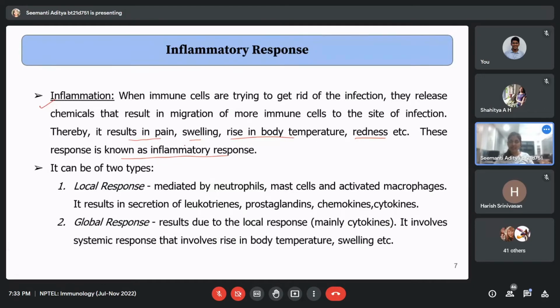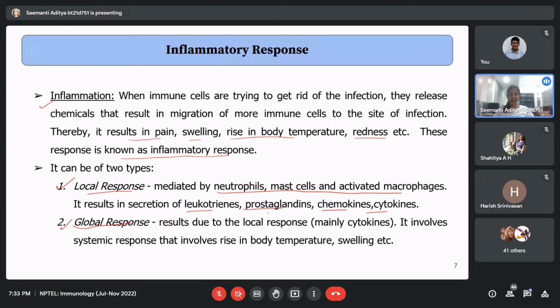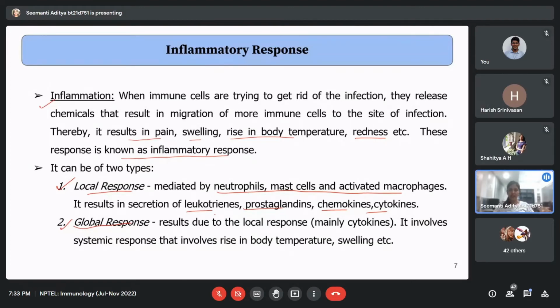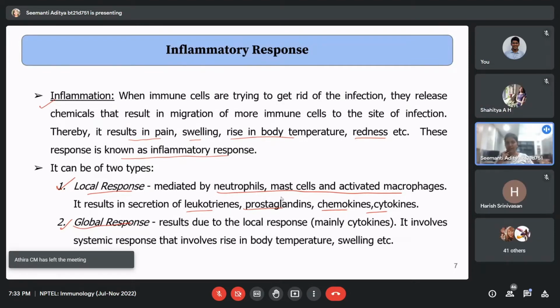Now, any kind of inflammatory response could be of two types: local response and global response. Local response is when neutrophils, mast cells, and activated macrophages, the innate immune cells that first reach the site of infection, try to clear out the pathogen by phagocytosis. They will release molecules known as leukotrienes, prostaglandins, chemokines, cytokines, etc. Chemokines are chemical attractants, and leukotrienes, prostaglandins, etc. are derived from arachidonic acid and are associated with pain and swelling. So this will result in the local response.